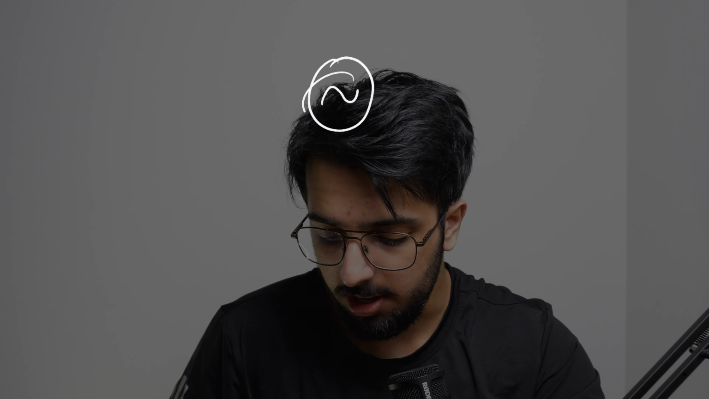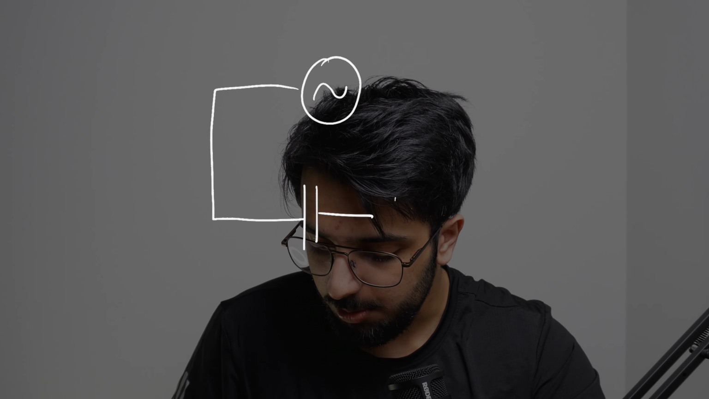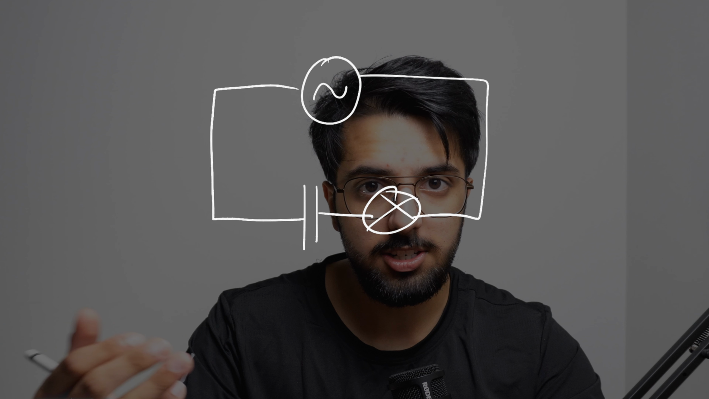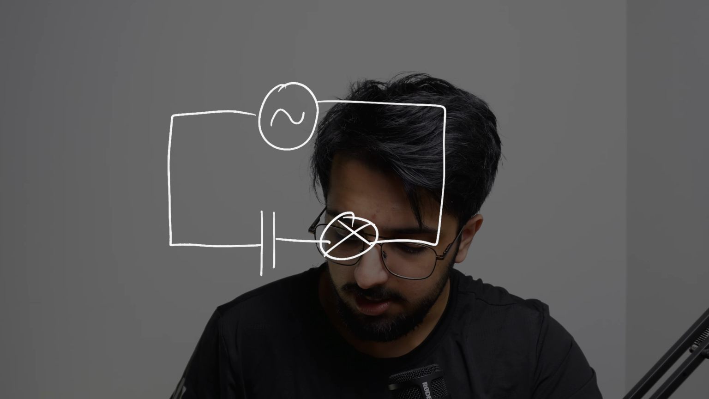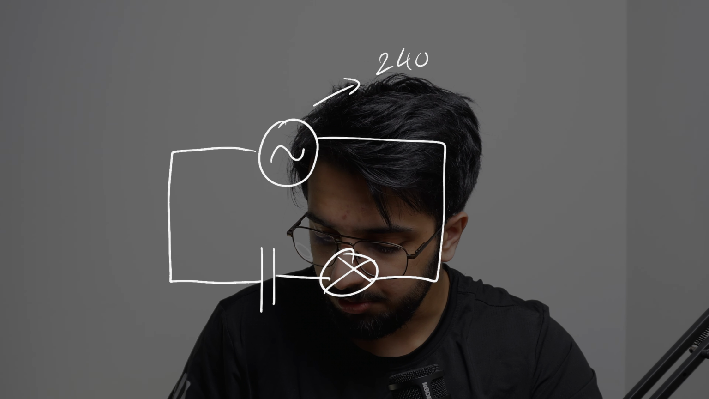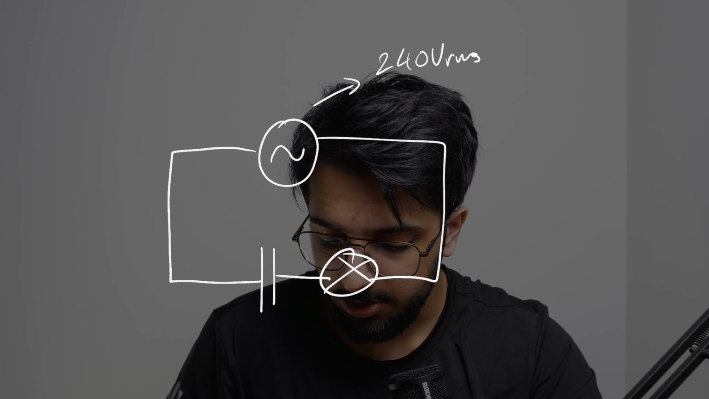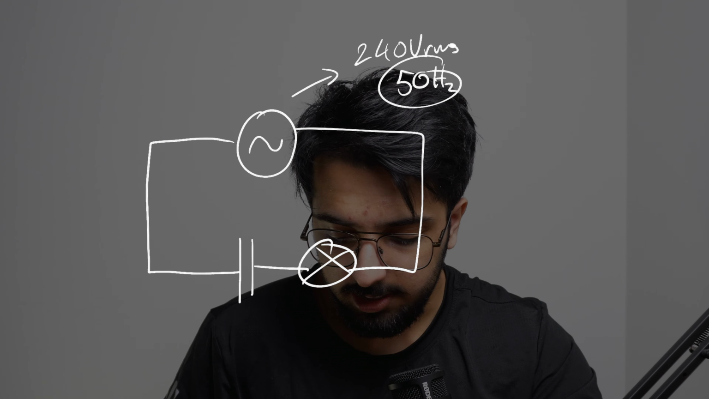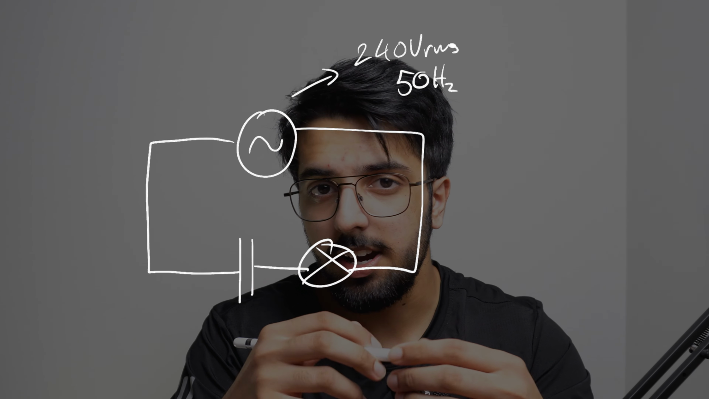In contrast, for alternating current, this is what our alternating current source will look like. We have a little sinusoid or sine graph within our source. In contrast, when we have an alternating current and a capacitor with the exact same setup, where we have our light bulb over here, in this scenario our current is constantly changing directions. And because of that, let's say this is a 240 volt RMS source with a 50 hertz frequency, and so this means that the current is swapping directions 50 times within a second.